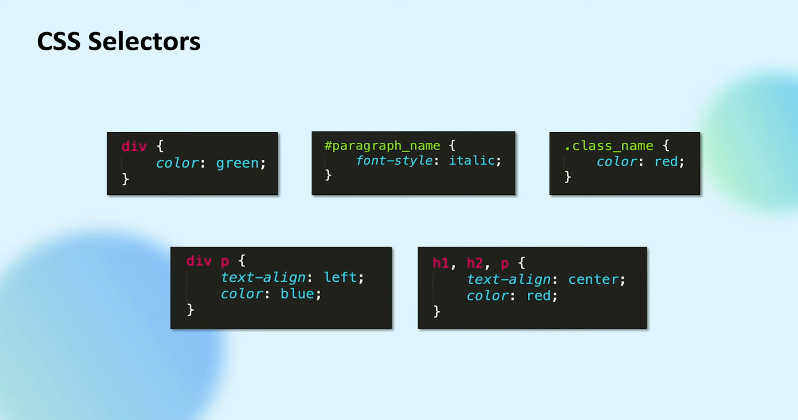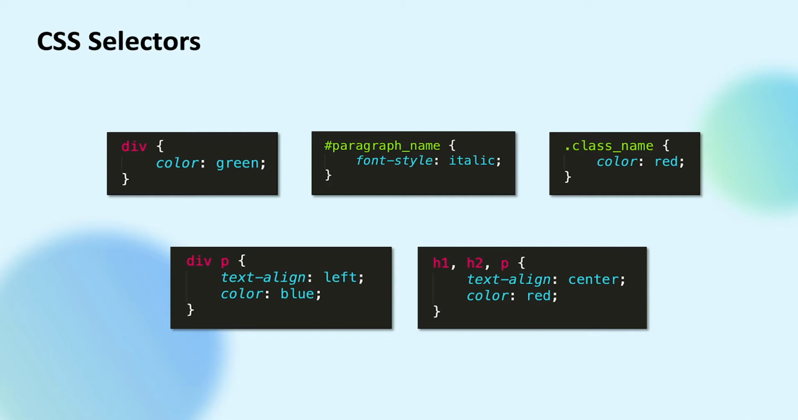Like this one that selects all the div elements in an HTML page, or this selector that selects all the elements of an HTML page that have an ID of paragraph name, and this one that selects all the elements that have a class attribute set to class name. Nesting could also be done here.